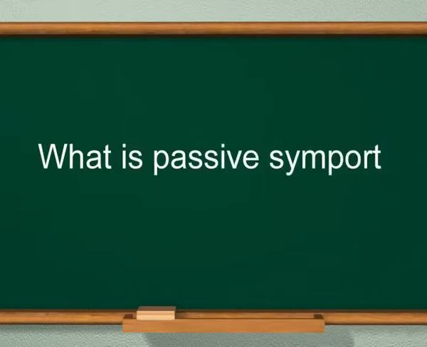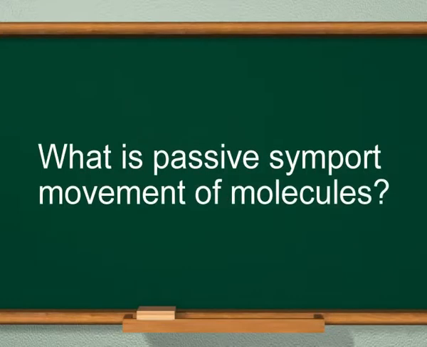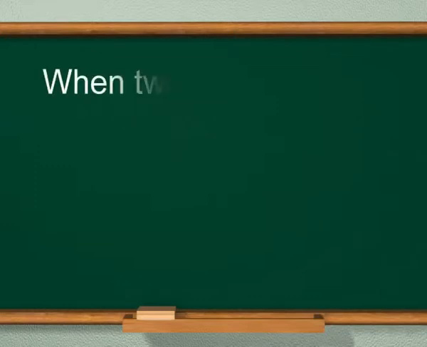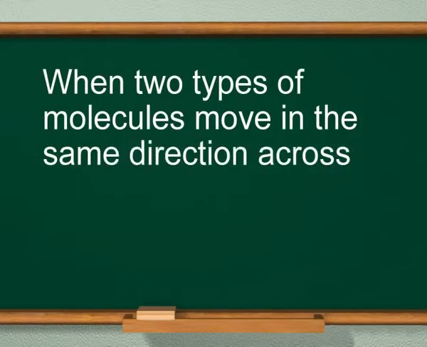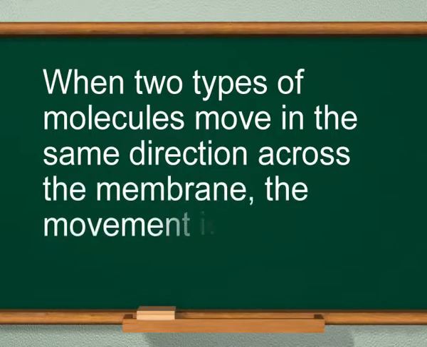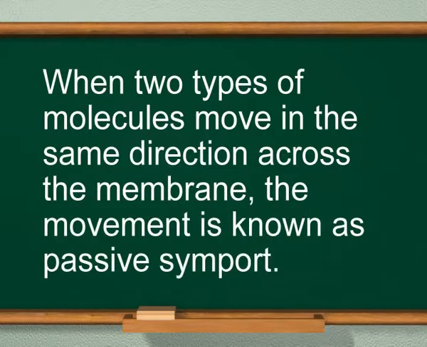My next question is, what is passive symport movement of molecules? Answer. When two types of molecules move in the same direction across the membrane, the movement is known as passive symport.